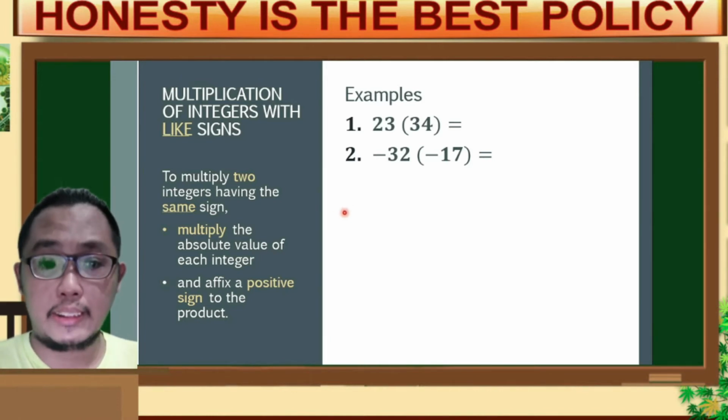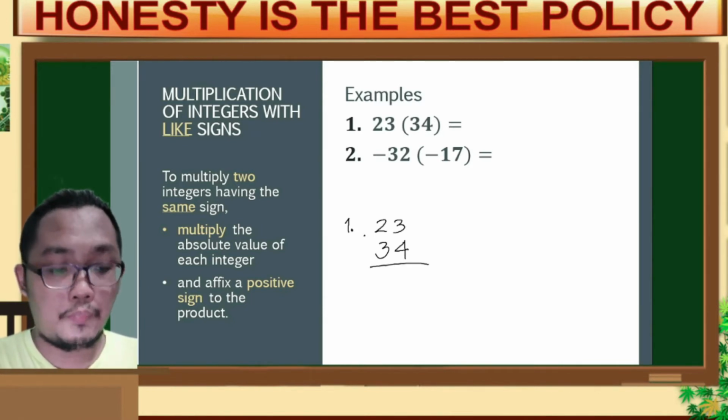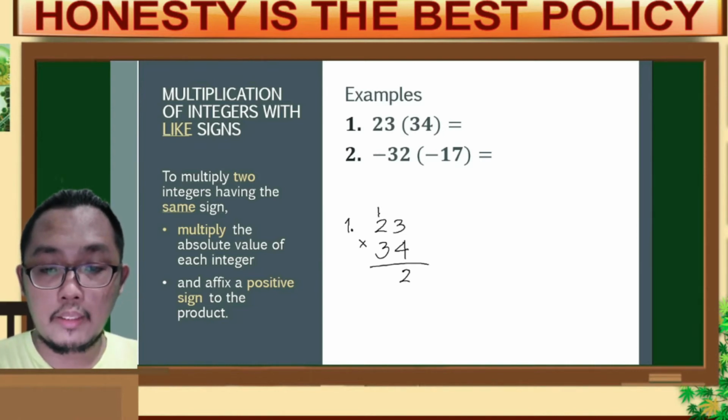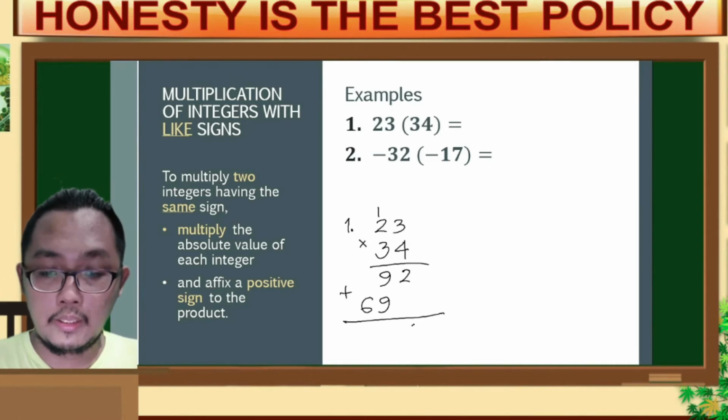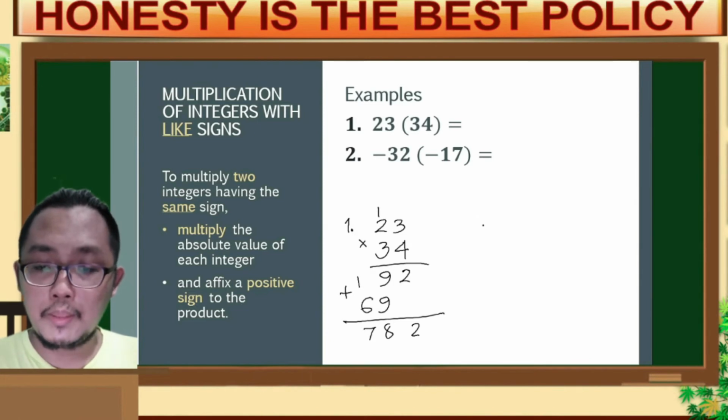Let us have the first example. Here we have 23 times 34. These integers have the same sign, so based on the rule, we directly multiply their absolute values. Here we have a 12. And here we have an 8 plus 1, which is 9. While this will have 9, and this will have 6. Adding all this together, we have 782.